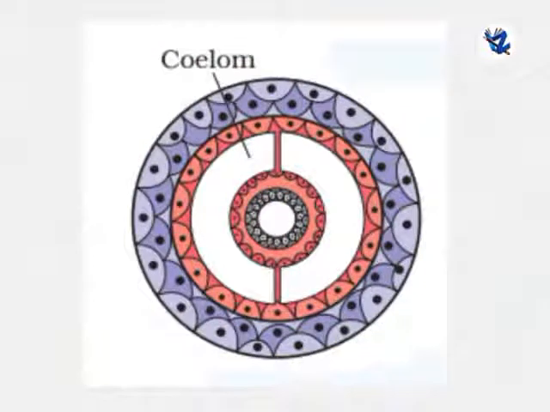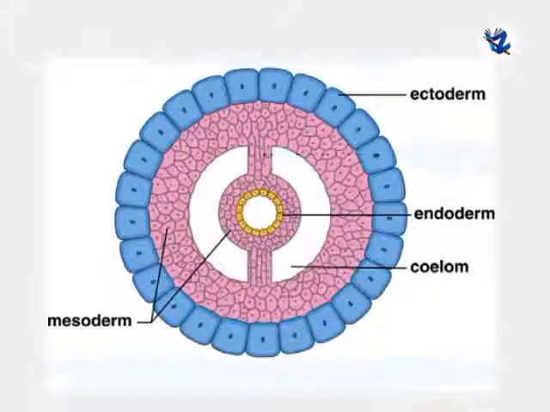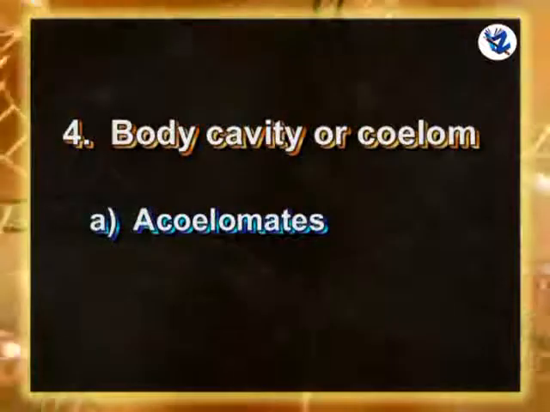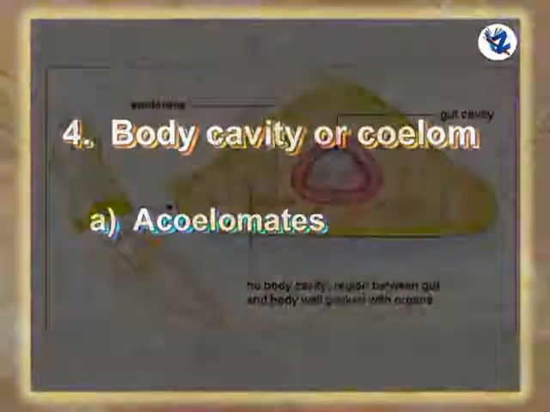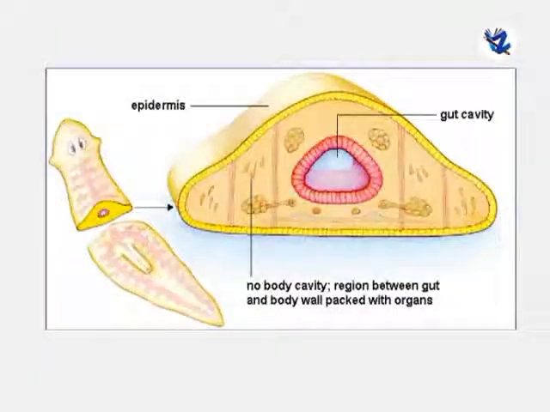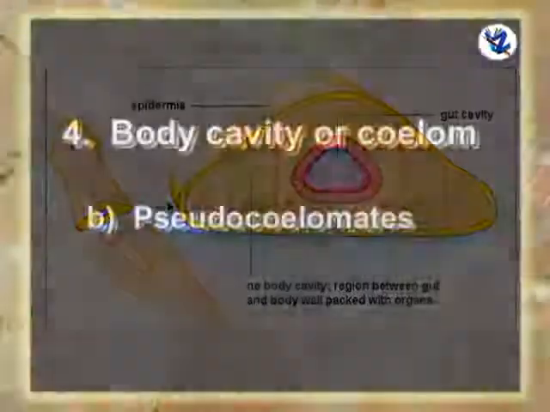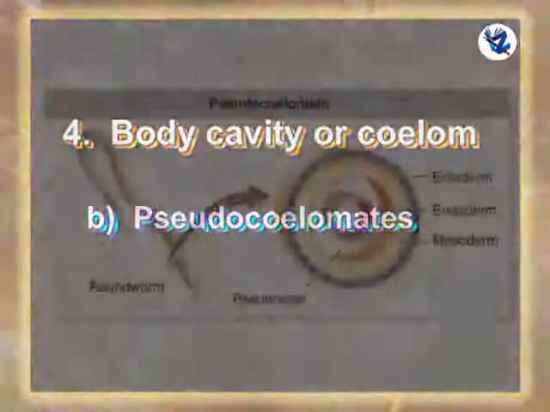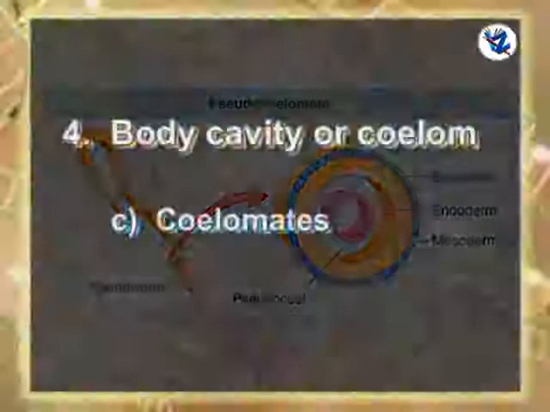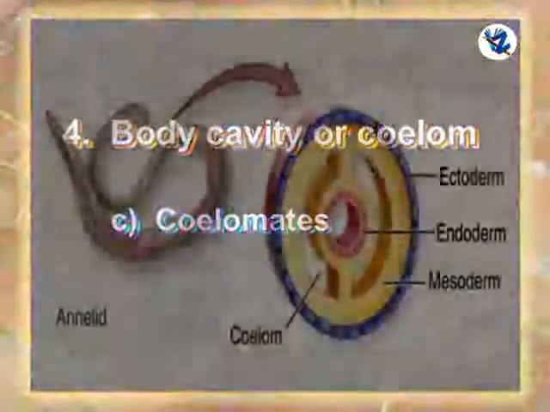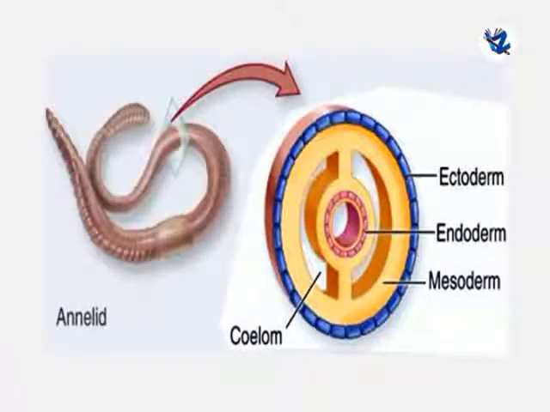Then body cavity or coelom. Coelom is the space between body wall and alimentary canal. It is formed by splitting of mesoderm during embryonic development. According to the type of coelom, the animals are acoelomates. They do not have body cavity. Then pseudocoelomates, they have false body cavity. Then coelomates, they have true body cavity.